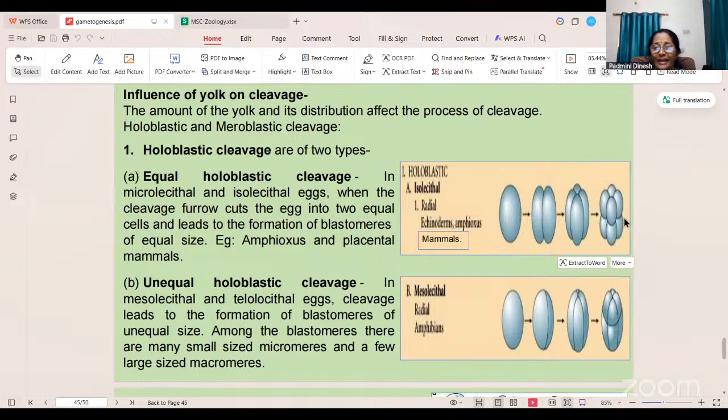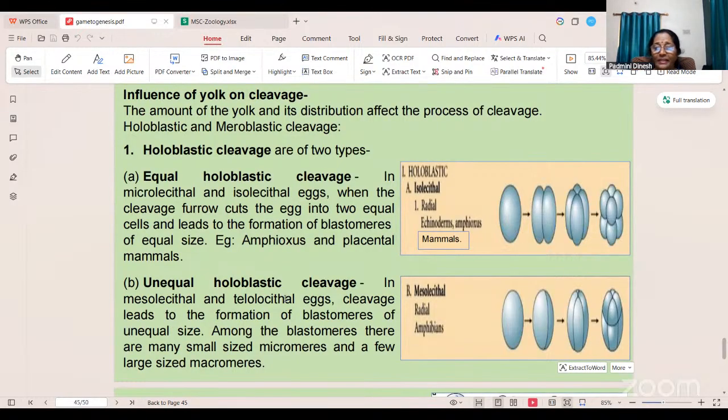Now, there is one radial cleavage that is going to occur, the cleavage that is going to divide these four cells into eight cells. Now, these eight cells are again equal in size. I want you all to see that the third division that is going to occur is going to divide the eggs into equal sizes. So, that is the equal holoblastic cleavage.